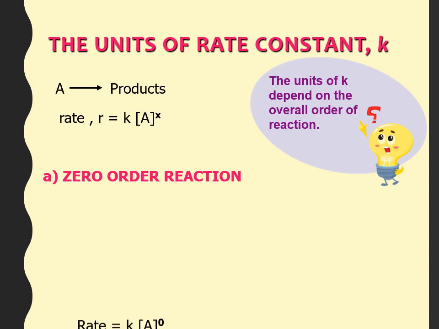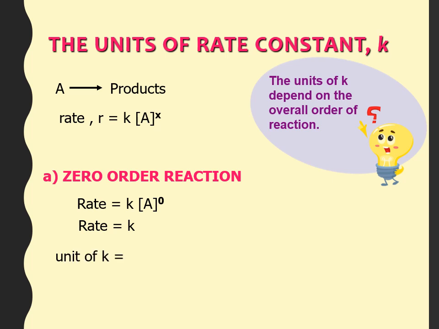The first one is zero order reaction. Let's say we have the rate law, rate equals to k concentration of A to the power of 0 because it's zero order reaction. Therefore, rate is equals to k because A to the power of 0 is 1. Therefore, the unit of k is the same as the unit of rate, which is mole per liter per second or molar per second.